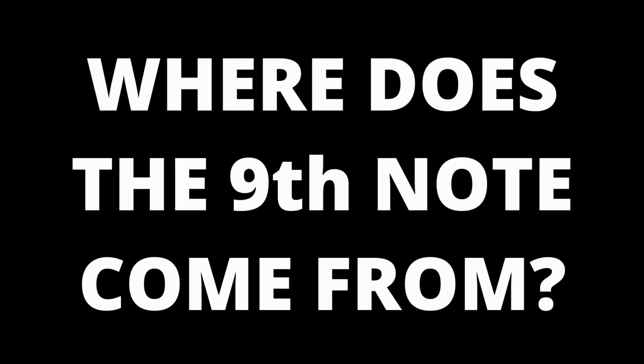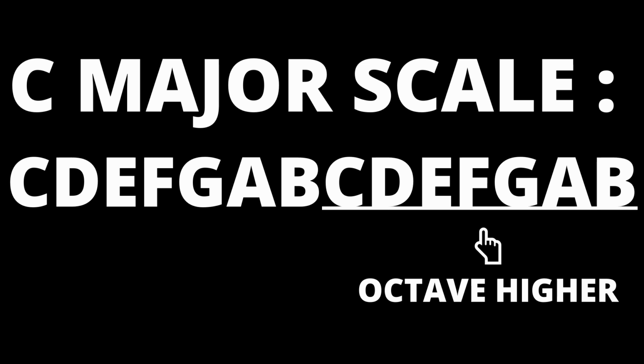You may be thinking that there are only 7 notes in the major scale, so where does this 9th note come from? Let's clarify this with an example. The C major scale has the following notes: C, D, E, F, G, A, and B. If we continue the scale after the 7th note B, then we simply repeat the notes again. This second set of notes is an octave higher than the first set of notes.